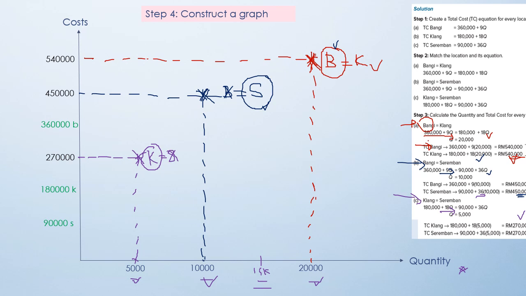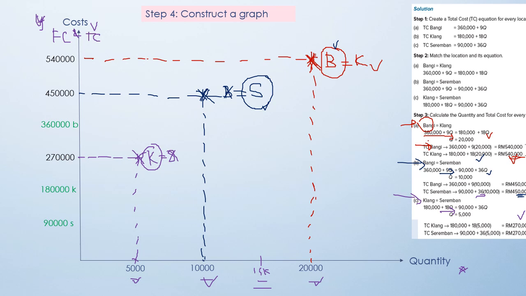As for the y-axis over here, you label as cost. So what are the costs to be plotted on the y-axis? The fixed cost and also the total cost. Apa yang kita nak plot dekat y-axis ni adalah fixed cost dan juga total cost.